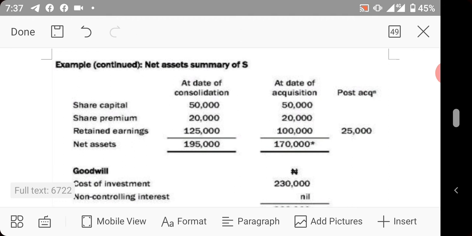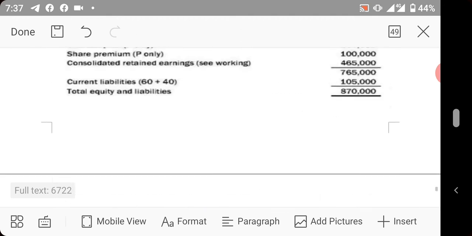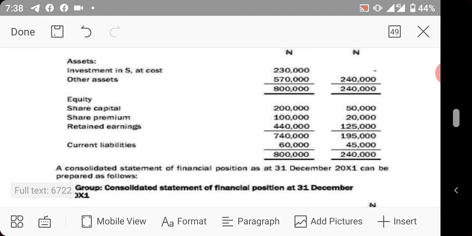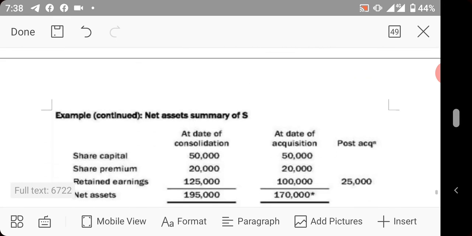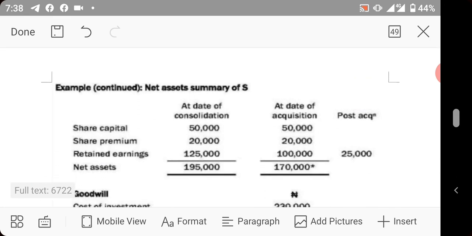So we have share capital. Share capital will be the same at date of consolidation and date of acquisition. Share premium will be the same too. Let's go and confirm that. In the question, the share capital of the subsidiary, which is the second column, is 50 and the share premium is 20. So we come down and look at it. It is brought here. I hope you can see that. Good.